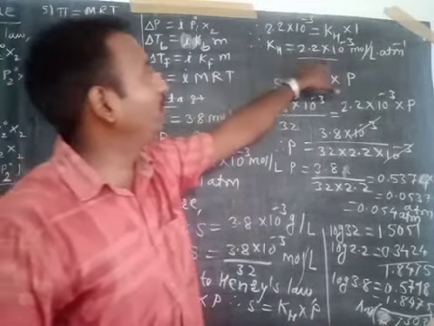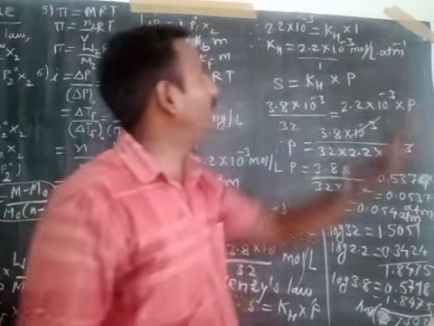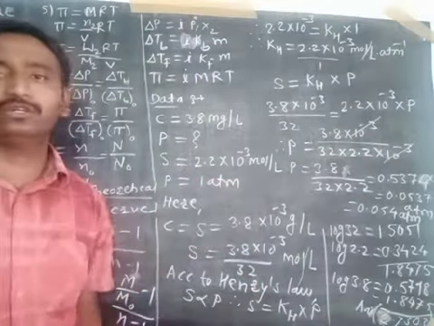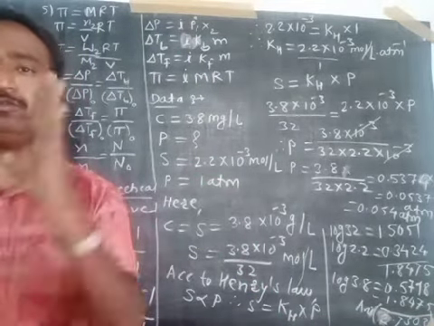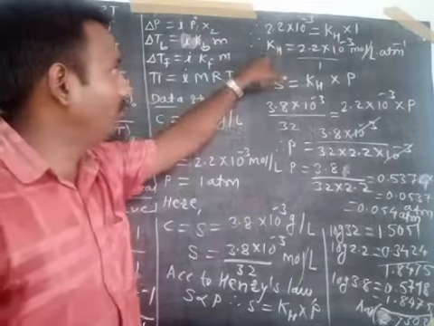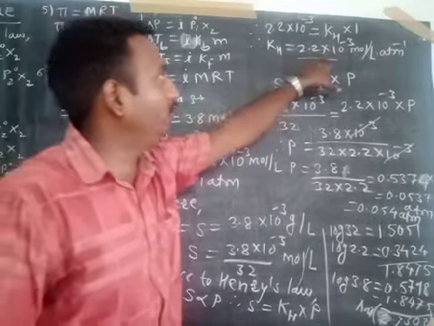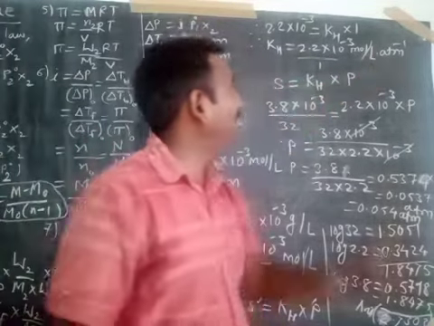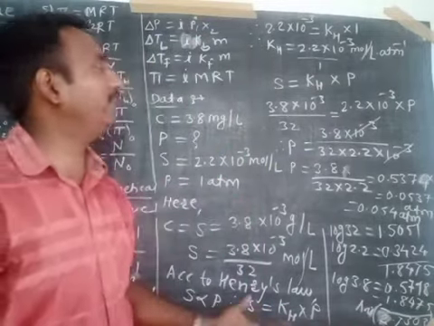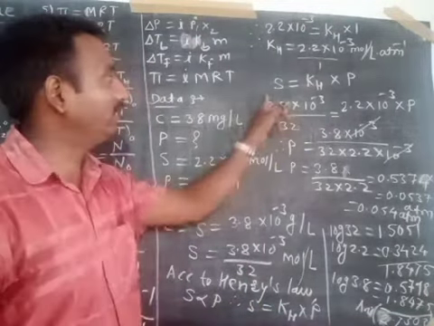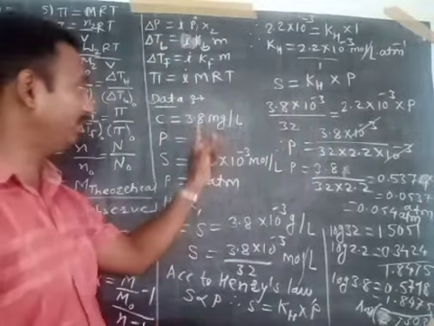become 2.2 into 10 raised to minus 3 mole per liter per atmosphere for this dissolution of O2 in water. That is the value of KH, 2.2 into 10 raised to minus 3 mole per liter per atmosphere. Now again we can use Henry's law. S is equal to KH into P for the second solubility.